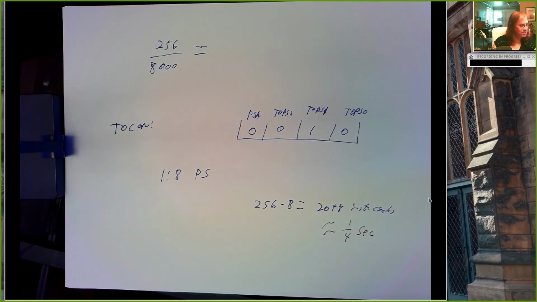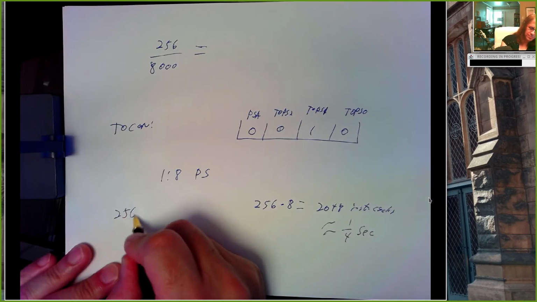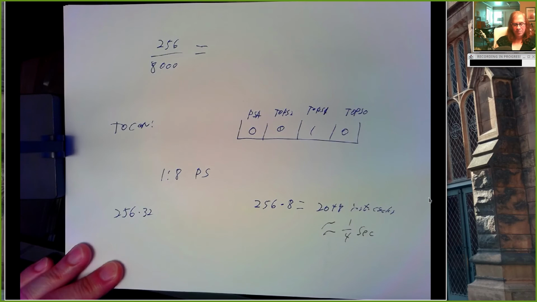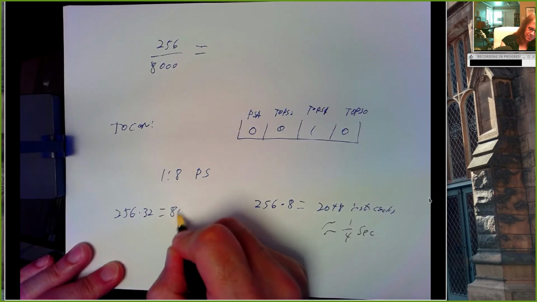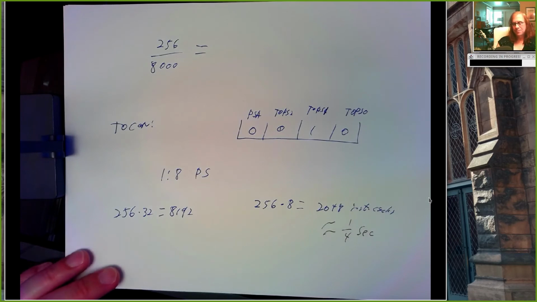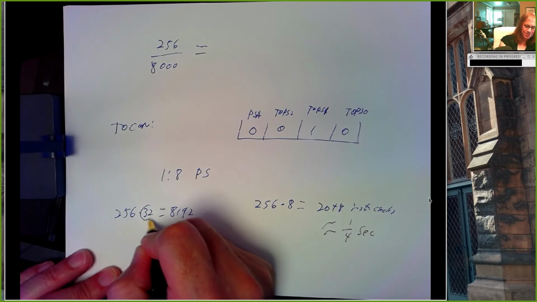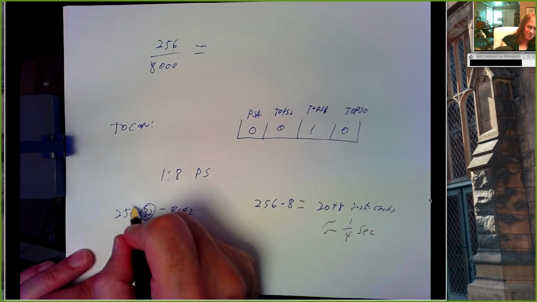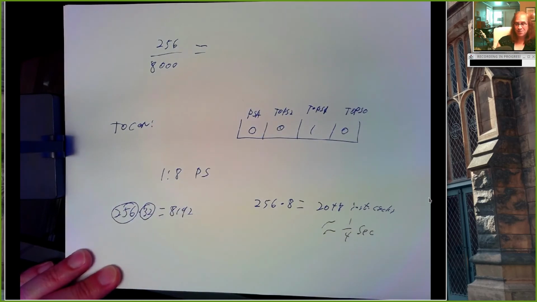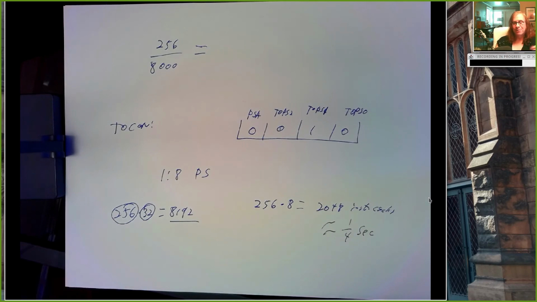So if we wanted a 1 second delay, 256 times 32 is 8192. So if we set the prescaler to be 32 and we initialize TMR0L to be 0, then after 8192 instruction cycles, we would get an interrupt. That would be about 1 second.